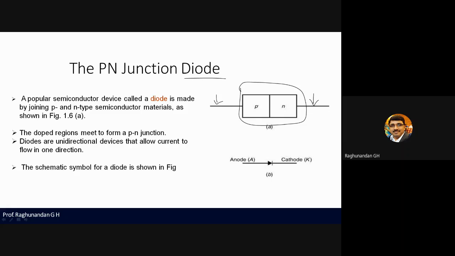So what is the P layer? The P layer is the layer which has majority charge carriers as holes and minority charge carriers as electrons. In the N layer, we have majority charge carriers as electrons and minority charge carriers as holes.